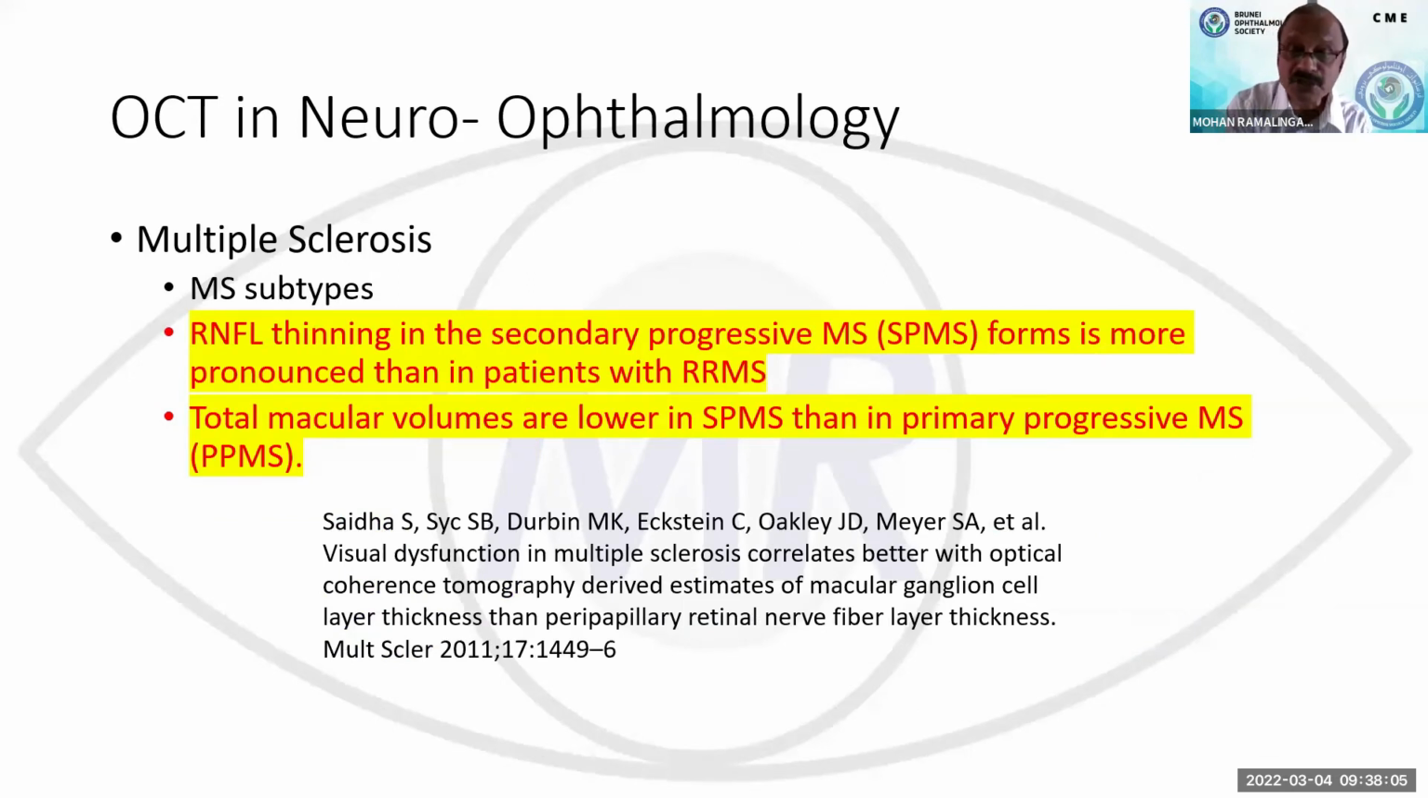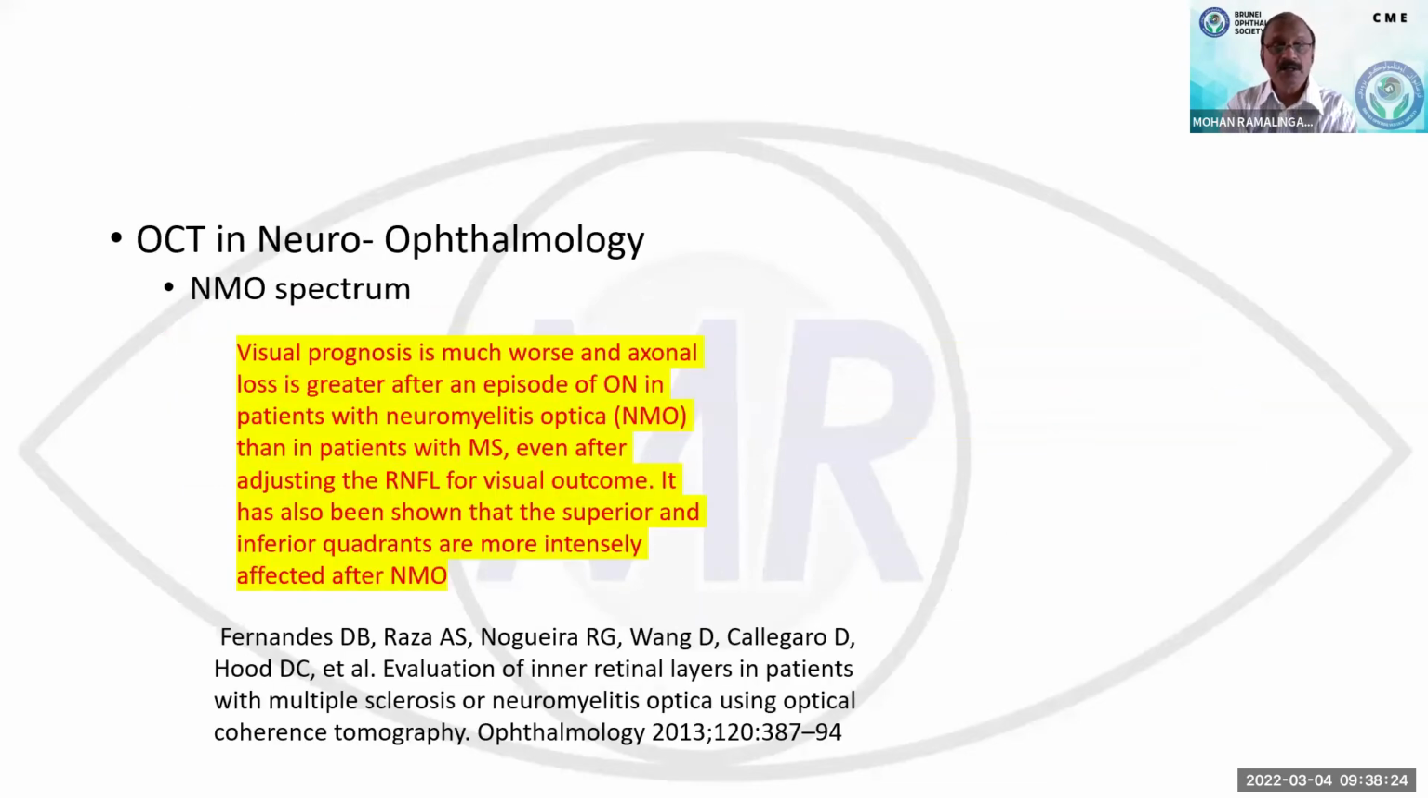And in different forms of multiple sclerosis, for example, in the secondary progressive form, the retinal nerve fiber thinning is more, and the macular volume is affected more compared to the primary progressive form of multiple sclerosis. This is an important finding. And in NMO spectrum disorders, as you know, NMO spectrum is now separate from multiple sclerosis, thinning of retinal nerve fibers and, more so, the ganglion cells are more affected in certain quadrants of the retina, even in the absence of optic neuropathy. This is very, very important. That means your ganglion cell analysis is very, very important.